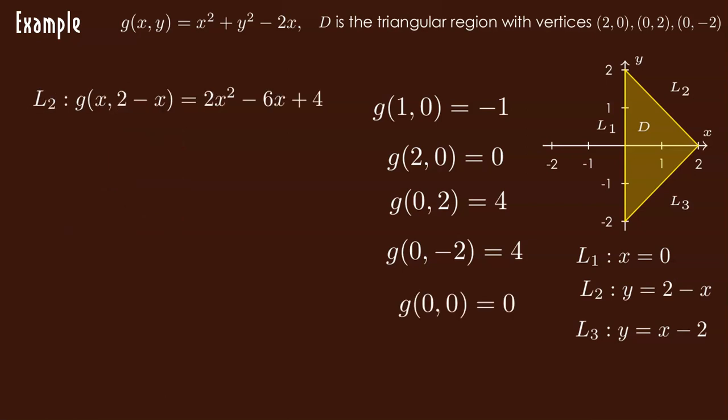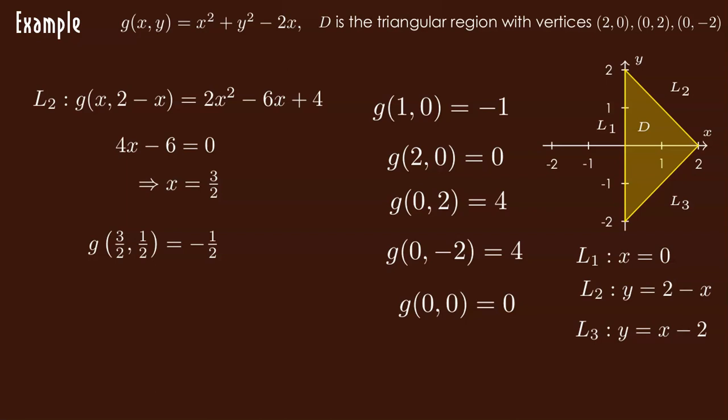Next, let's look at line 2. At line 2, my y is 2 minus x. So I'm plugging in 2 minus x for y. I plug that into my function up here, and then I simplify. I got 2x squared minus 6x plus 4. Take the derivative, set it equal to 0, solve for x. If x is 3/2 and y is 2 minus x, then y is equal to 1/2. And I plug that into my function, and I get negative 1/2.